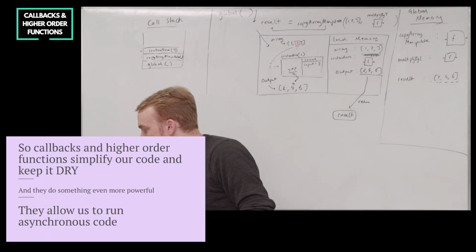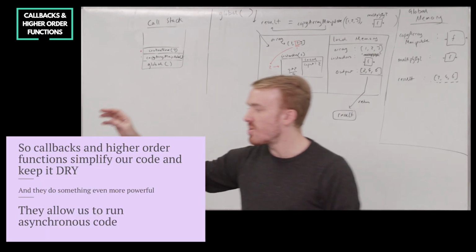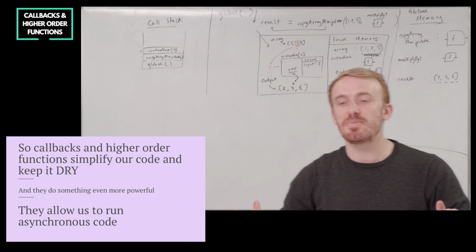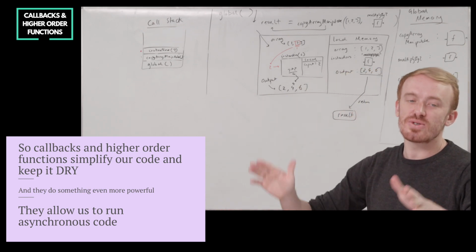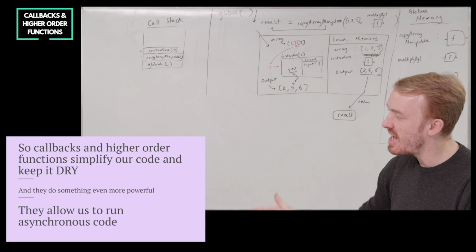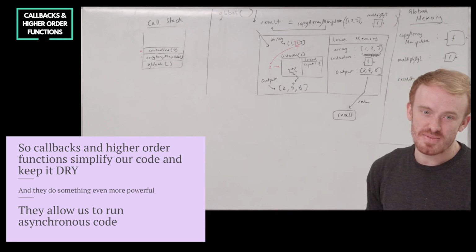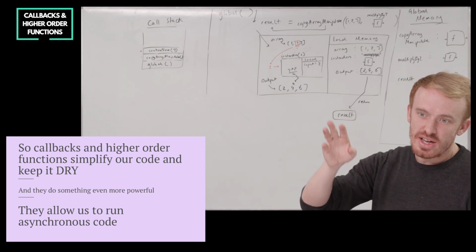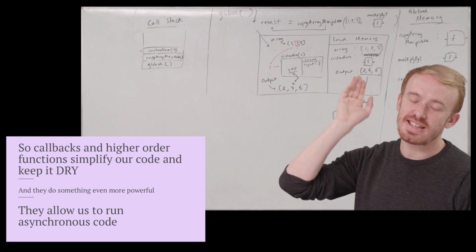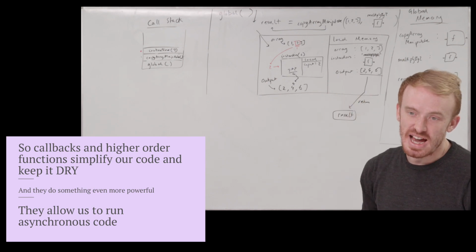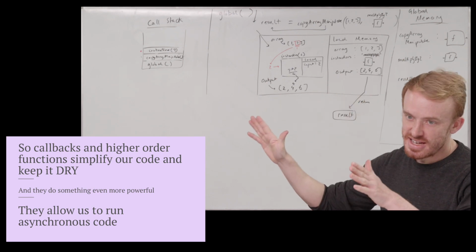So, callbacks and higher order functions simplify our code. They keep it dry. Don't repeat yourself. And they do something even more powerful that we're going to see later on. They let us run asynchronous code. And all that is to come later on.